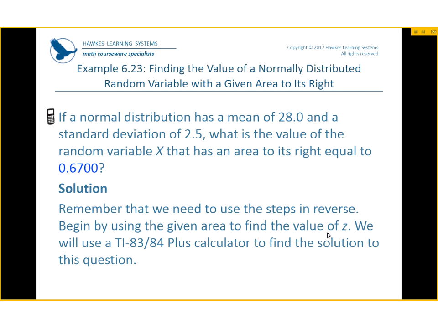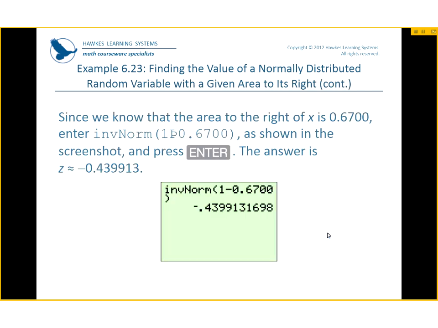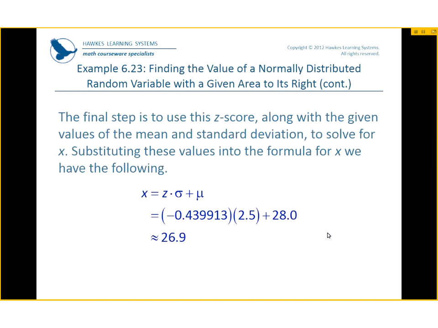All right, here's another one. If a normally distributed variable has a mean of 28.0 and a standard deviation of 2.5, what is the value of the random variable x that has an area to its right equal to 0.6700? All right, huge key right here is "right." So remember what we could do. We could do second var 3, 1 minus 0.6700, close parentheses, and I get negative 0.4399. So I'm going to say it's negative 0.44.